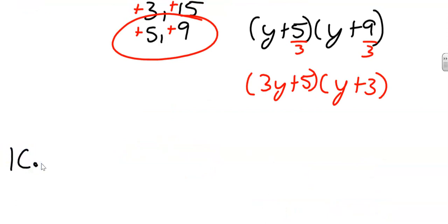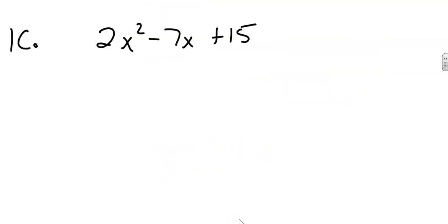Okay, let's give you one with a negative. So we'll go 2x squared minus 7x plus 15. Oh, I'm sorry, make that 5. And we'll go, well, 15 will be okay.